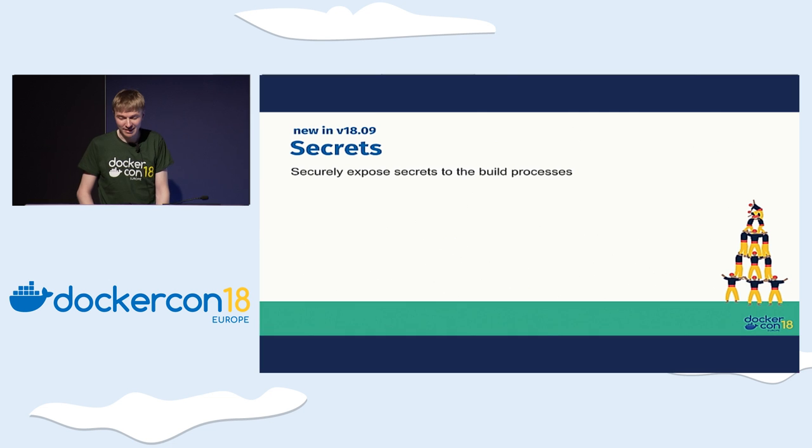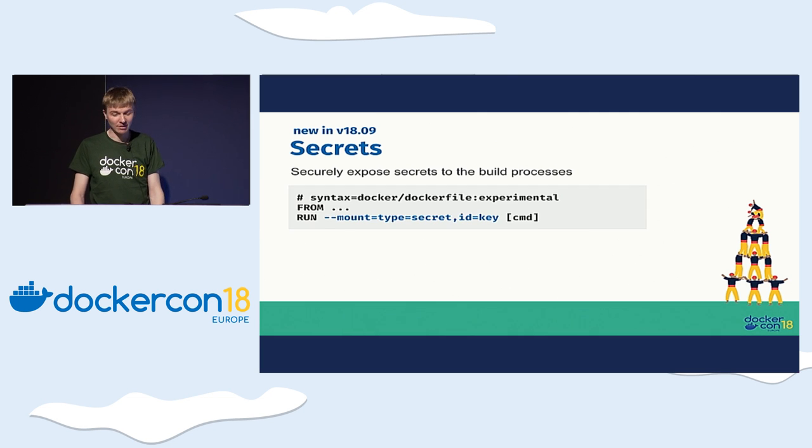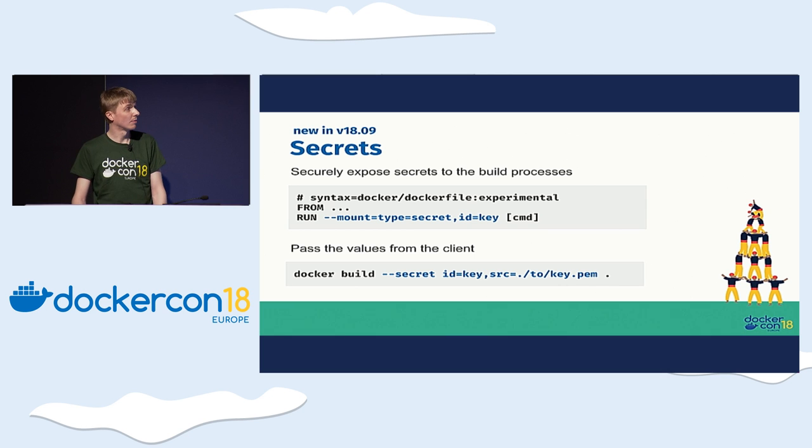So how do we make this secure and expose secrets securely? What you can do is use a mount again with a type secret. And this is a special type of mount. We mount it only on tmpfs. We make sure that we don't leak any data that this mount is providing to any of the build cache or to the image metadata. We're basically protecting this mount very heavily. And to actually connect this secret with an actual value, you can just pass it from the client side with a new flag, --secret.